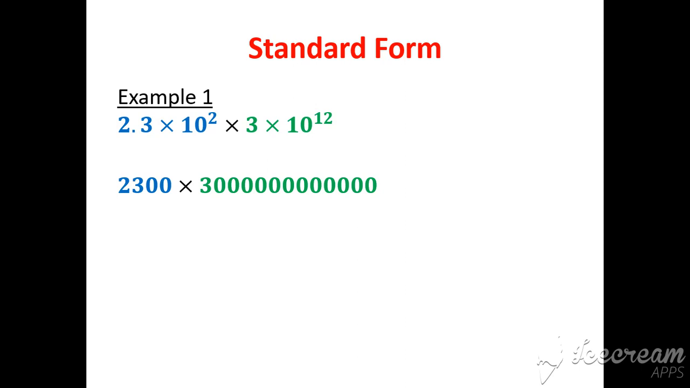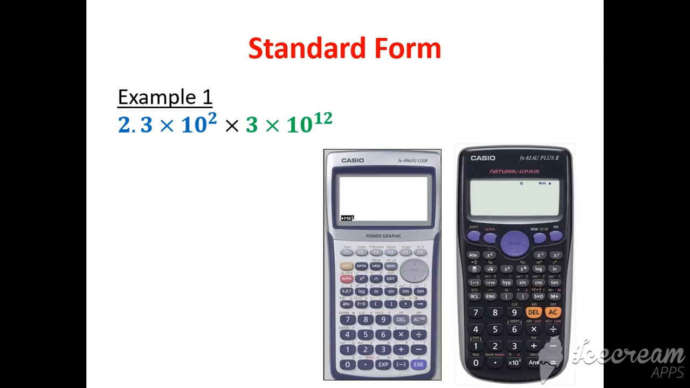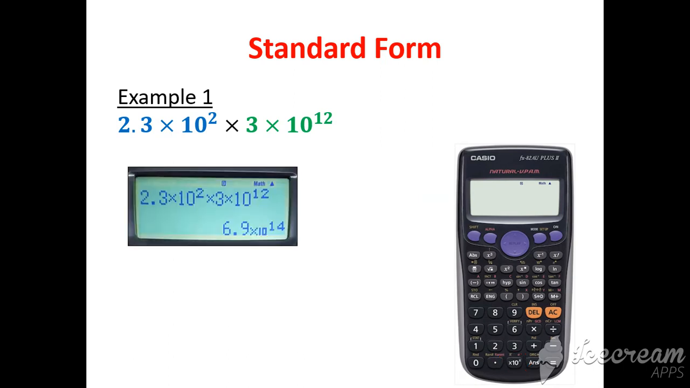The two types of calculators we're going to look at in this video are the Casio Graphics and the Casio Scientific. This is the button that we're going to learn to use, but we'll show you as we go. Let's start with the Casio Scientific. This is what it will look like on your screen once you've typed it in and got an answer, and let's show you how to do it.